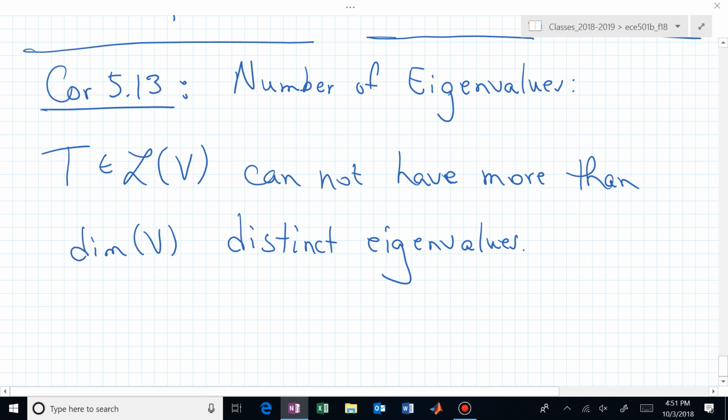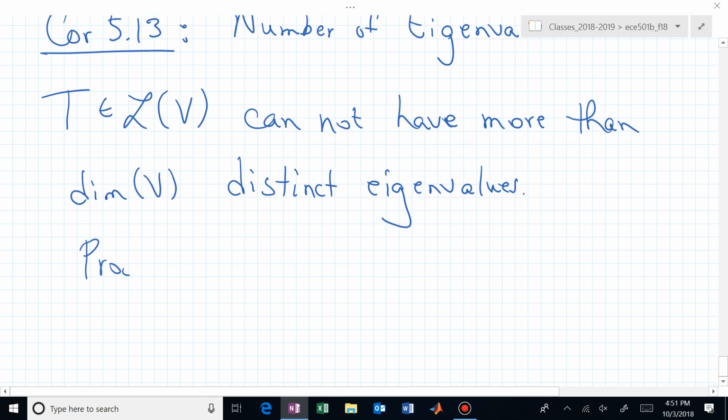So if we have a linear operator that's operating on a 10-dimensional vector space, we can't have 12 distinct eigenvalues. We can't have 11. The most we could have is 10, and we aren't guaranteed of having 10. We could have one distinct eigenvalue, but we can have no more than 10. That's what this corollary is telling us.